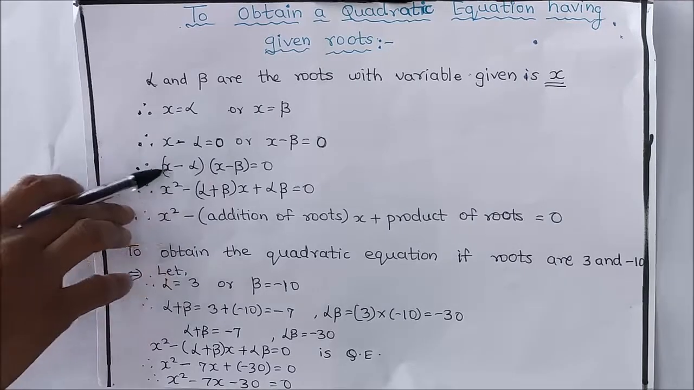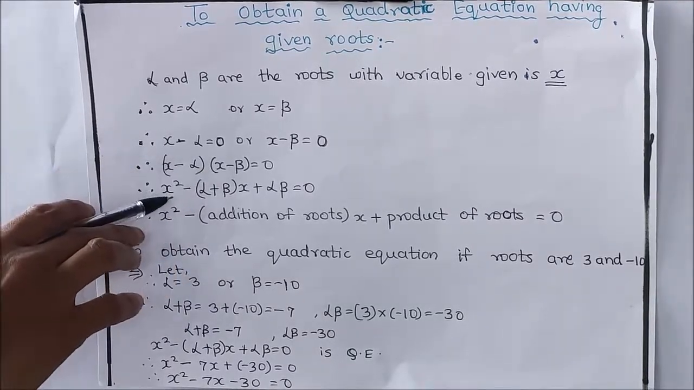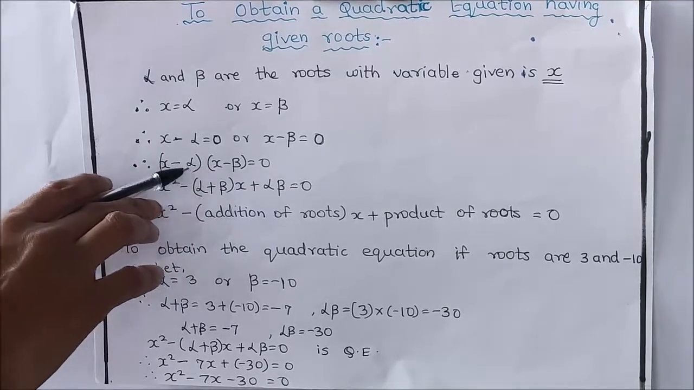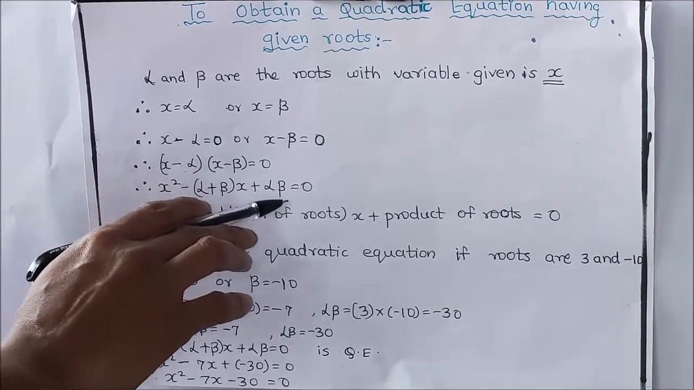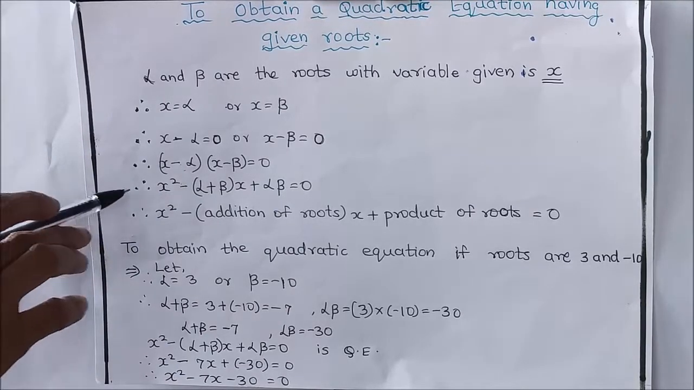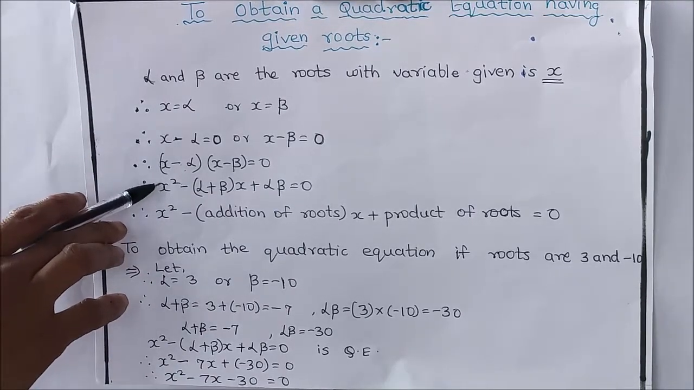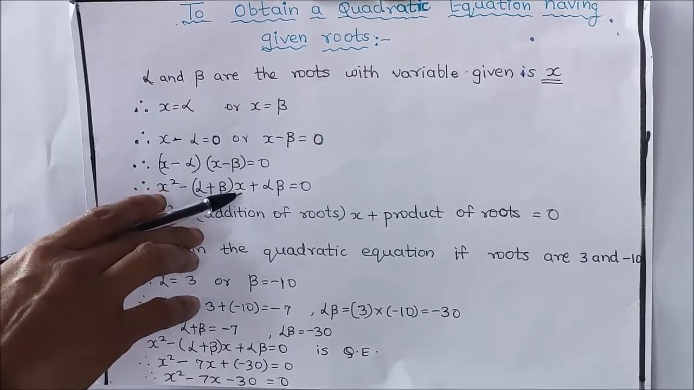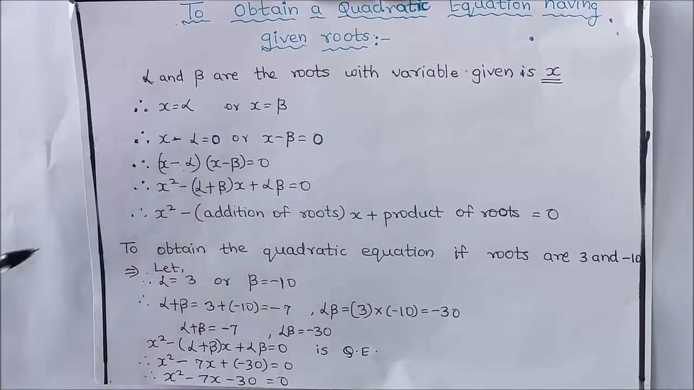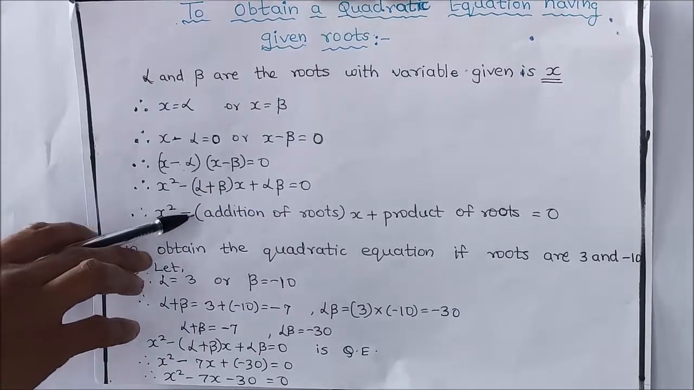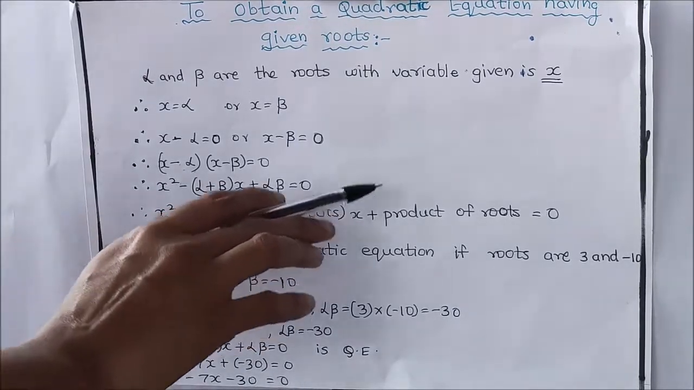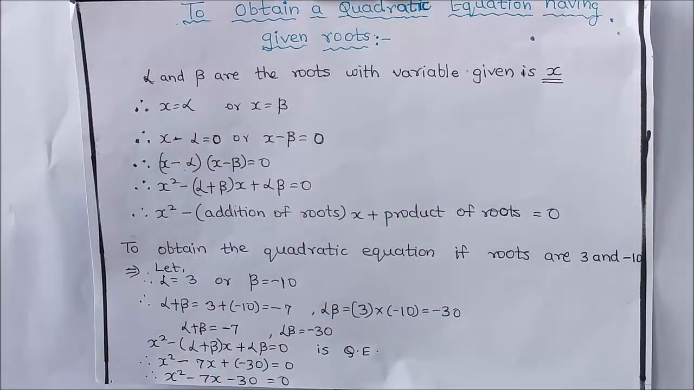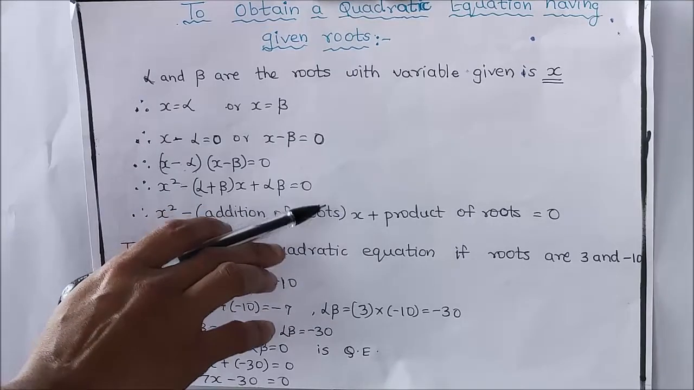So, we will multiply this. X into x is x square minus alpha into x minus beta into x, minus of minus is plus alpha beta equals 0. Then we can write it as x square minus, in the bracket alpha plus beta, into x plus alpha beta equals 0. That is x square minus addition of roots into x plus product of roots equals 0. This we have obtained, the formula.